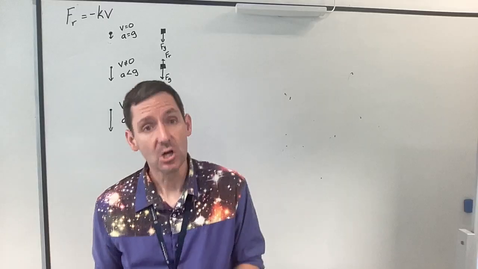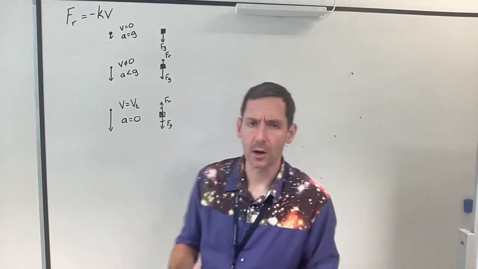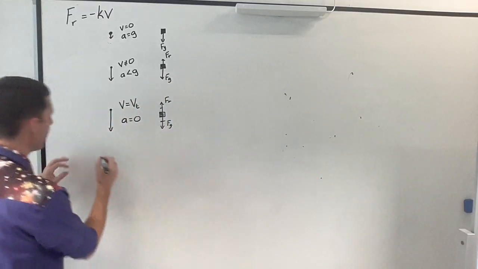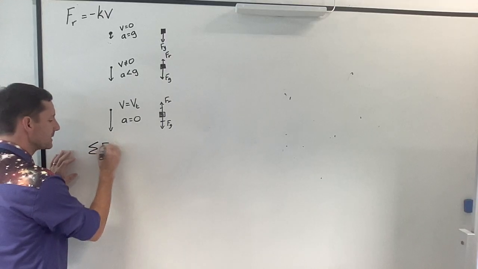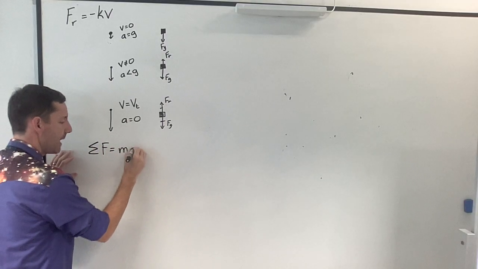That's that final velocity. So we can see that. We've talked about that before. Now, what does the equation look like? Well, if we go, the sum of the forces equals ma.